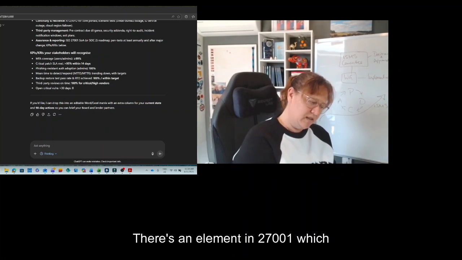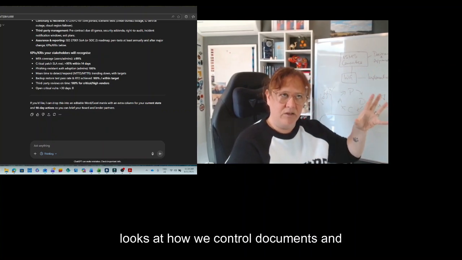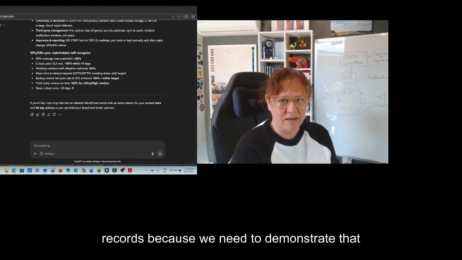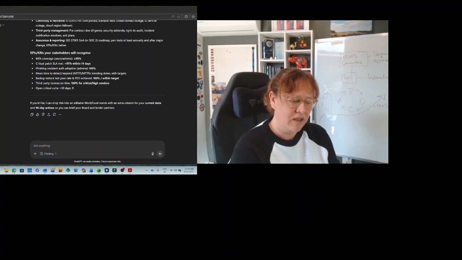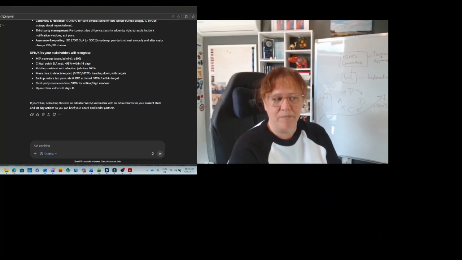There's an element in 27001 which looks at how we control documents and records, because we need to demonstrate that the ISMS itself is operational. So implement some good controls around document management.